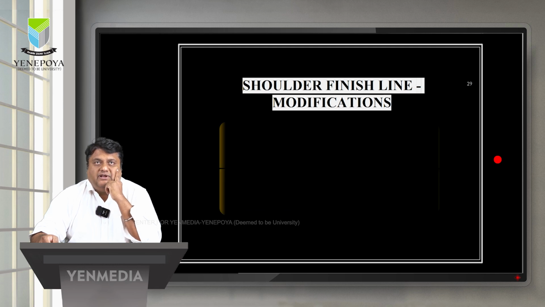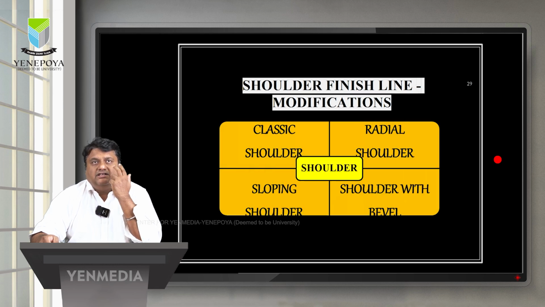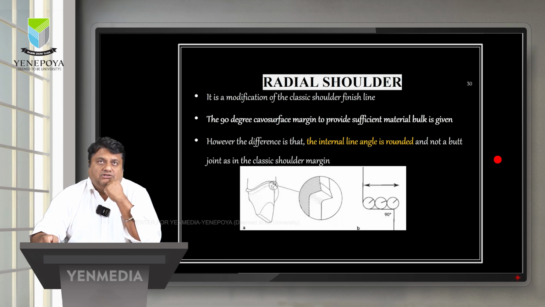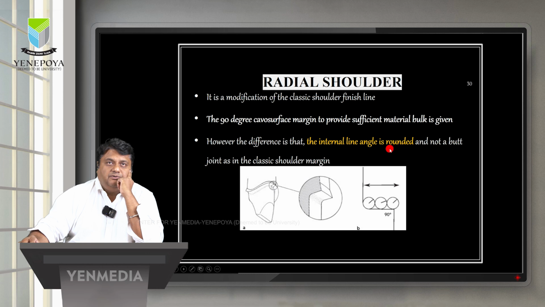Some modifications were made to the shoulder finish line. They were the radial shoulder, the sloping shoulder and the shoulder with bevel. We have already done the classic shoulder, so we will talk about the radial shoulder. It is a modification of the classic shoulder finish line. The 90-degree cavosurface margin to provide sufficient material bulk is also given. But the difference here is that although the cavosurface margin in the classic shoulder was 90 degrees, here it is around 90 but rounded.